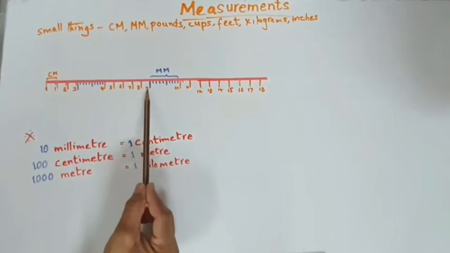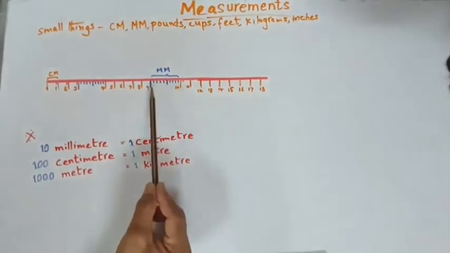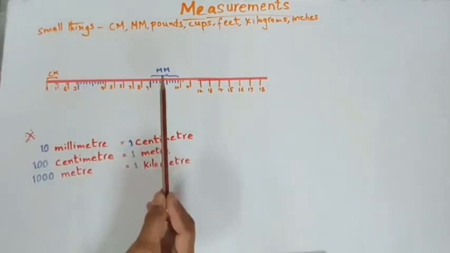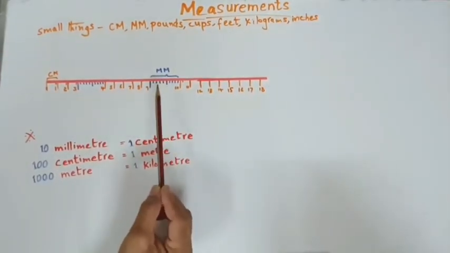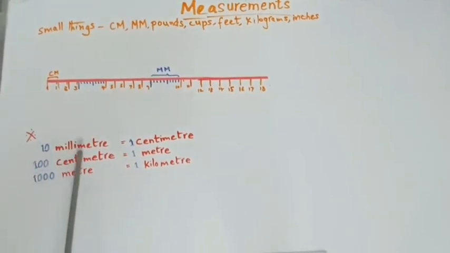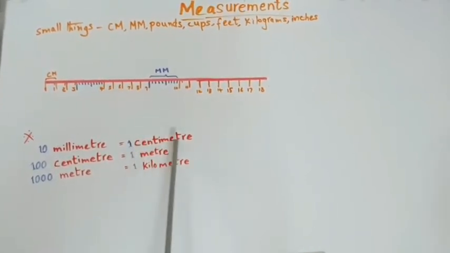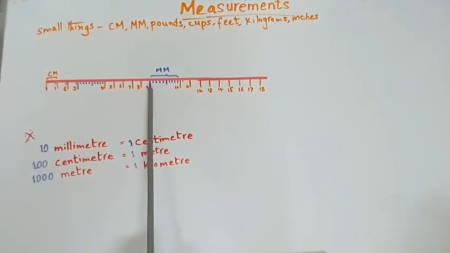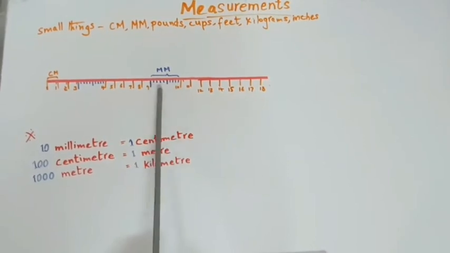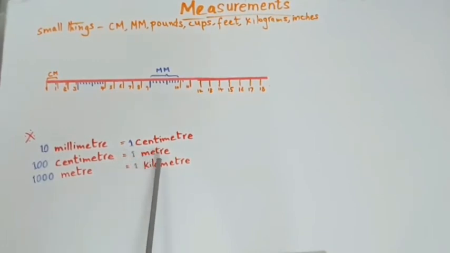Okay, see, 9 is a centimeter, and 10 is a centimeter. From 9 to 10 is 1 centimeter. Got it? Look at this table here. 10 millimeter, I have counted here in front of you. 10 millimeter equals 1 centimeter. From here to here is 1 centimeter. And 100 centimeter is equal to 1 meter.